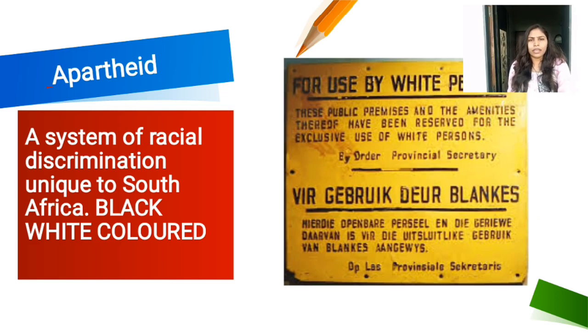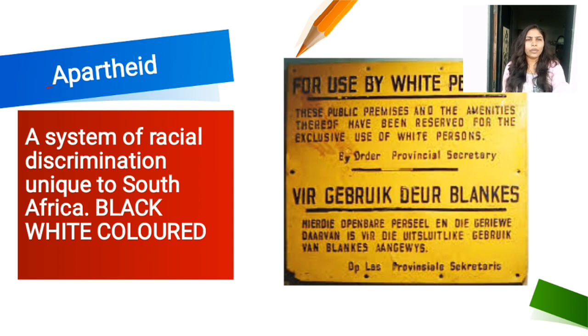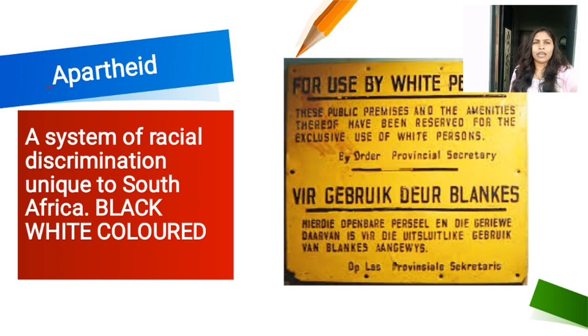This is also a definition of apartheid: a system of racial discrimination unique to South Africa, black, white and colored. That system was separating black, white and colored people. Over here you can see the poster which says that the people who are black are not allowed to enter the premises, or they are not allowed to use those particular public facilities. They are not allowed.